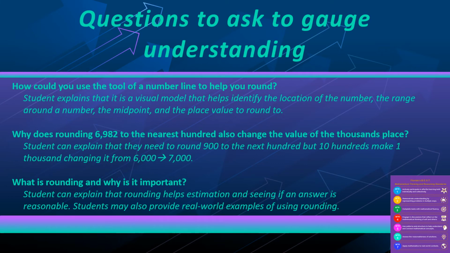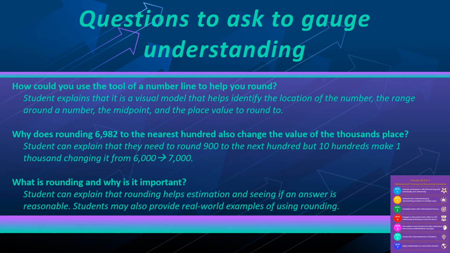Throughout the unit, there are some questions that we can use to gauge student understanding of rounding. So for example, how could you use the tool of a number line to help you round? Students should be able to describe and utilize that number line in rounding numbers. Another question would be, why does rounding 6,982 to the nearest hundred also change the value of the thousands place? Students need to understand that when we're rounding 982 to the next hundred, it should go to 10 hundreds. However, 10 hundreds makes 1,000, which changes our 6,000 into 7,000.